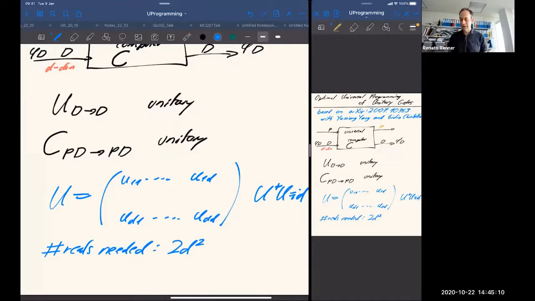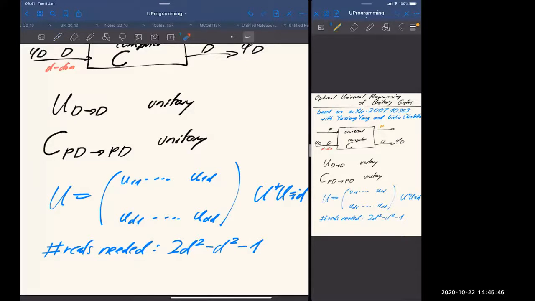So I need 2D squared real numbers, but there is this boundary condition that I wrote down. It's actually a set of equations. These are themselves D squared equations, because that's itself a Hermitian matrix, and the Hermitian matrix has essentially D squared entries, so I can just subtract D squared. And if I really want to be precise, I can even subtract 1, because I probably wouldn't make a distinction between unitaries that are just different by a phase. So I lose one more degree of freedom.